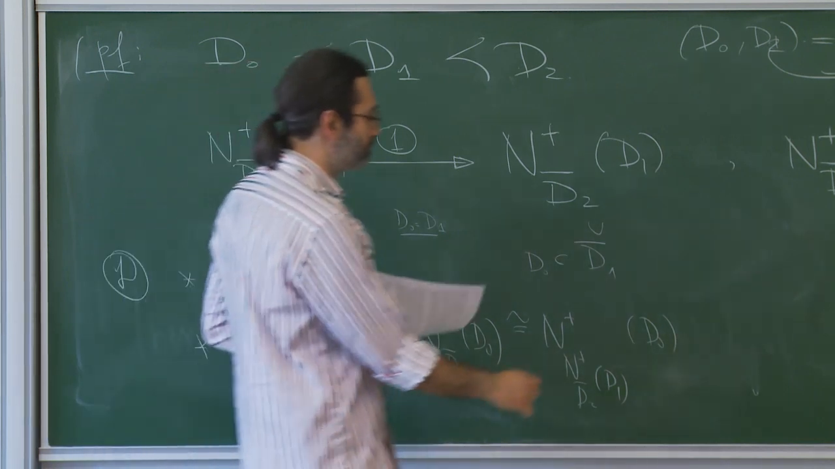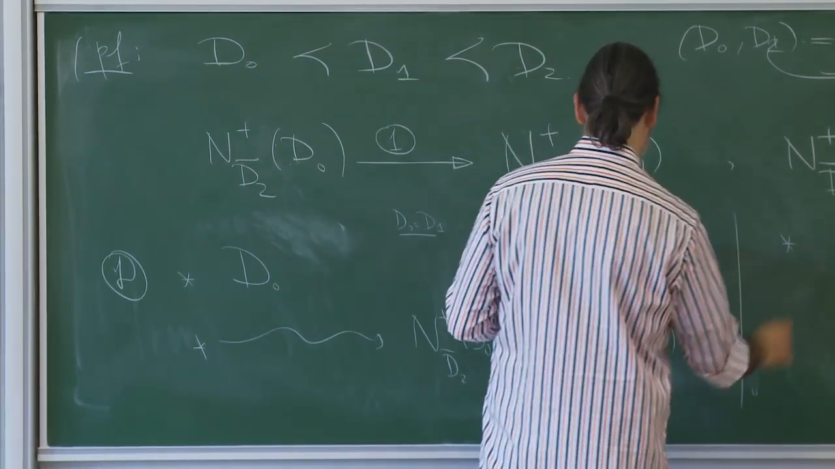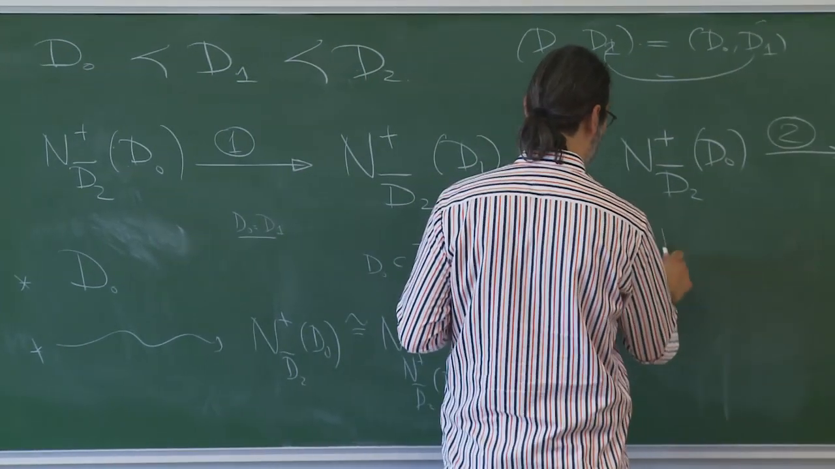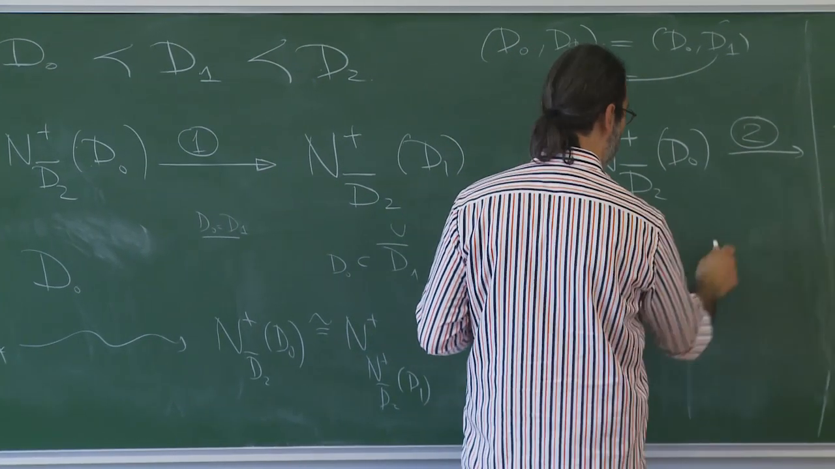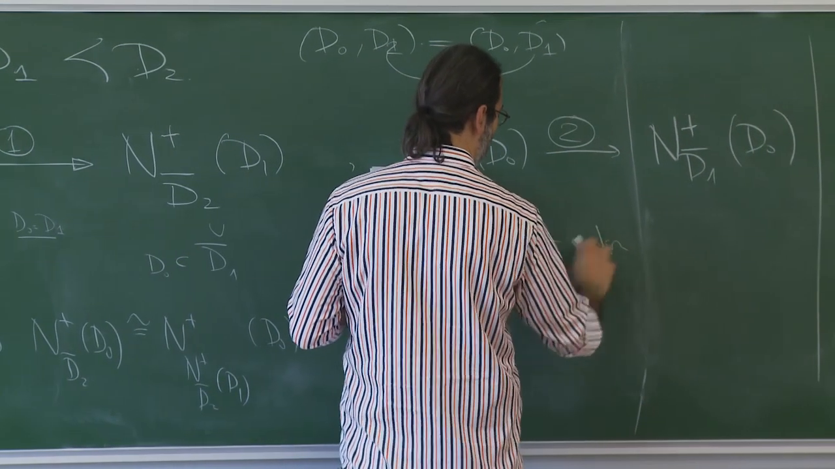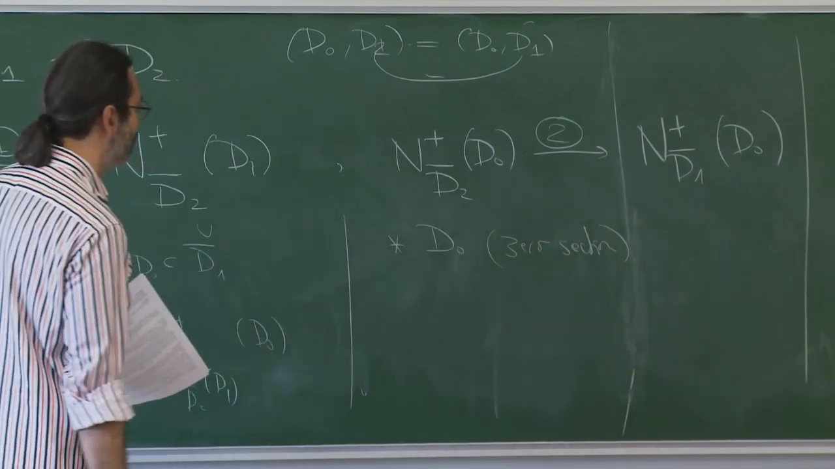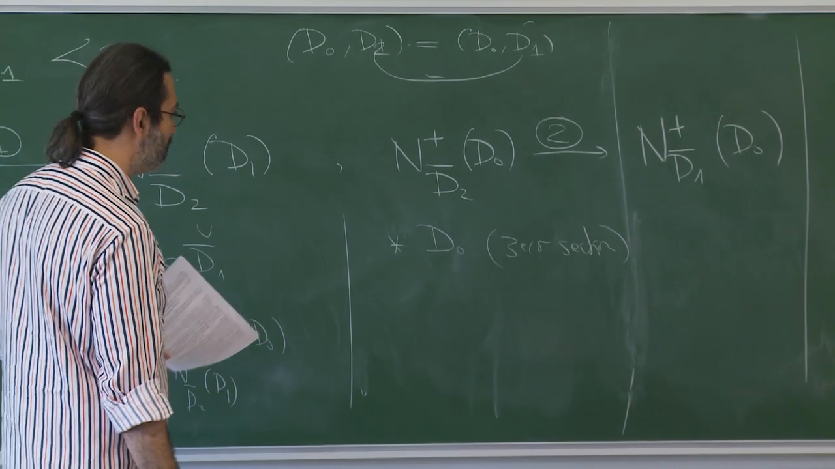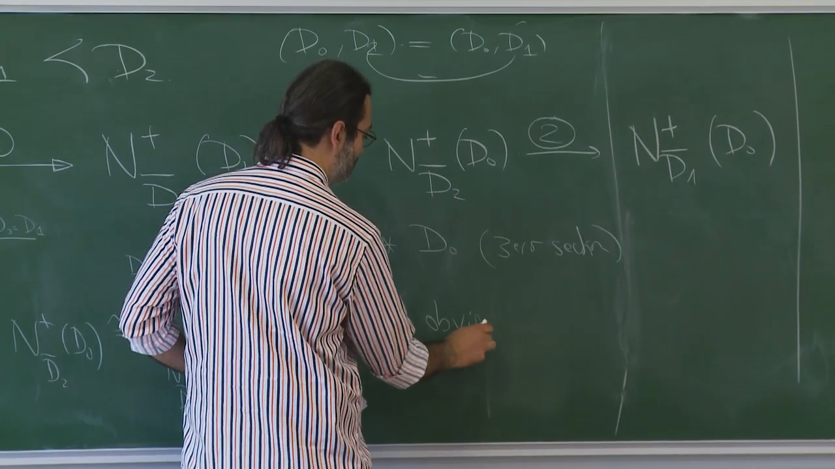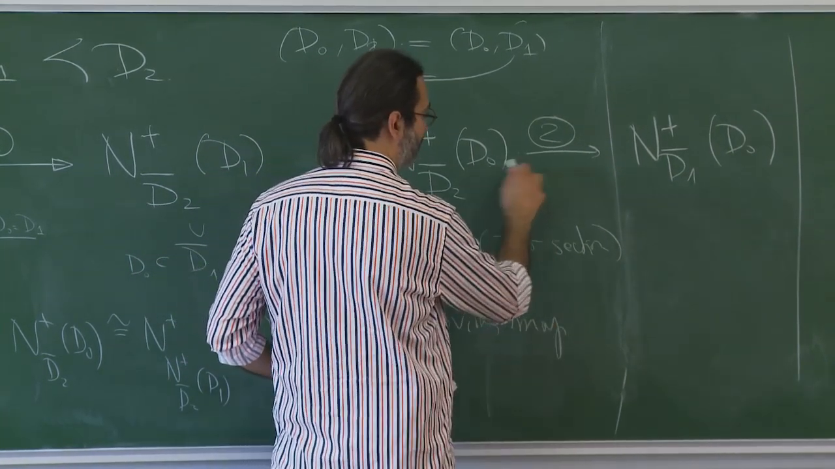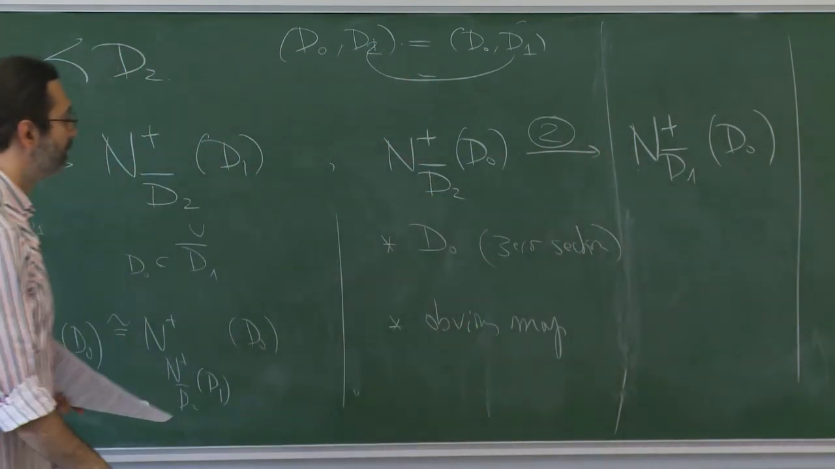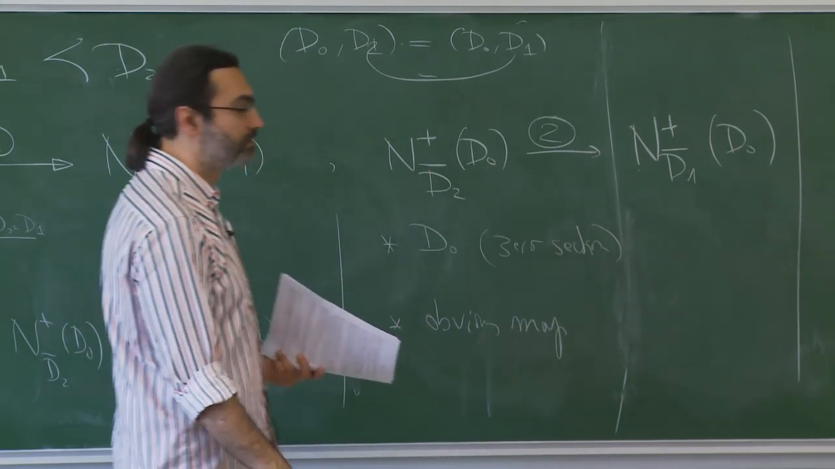All right, so this is the first one. The second one is as easy. Again, you take the stratum D0, the zero section in here. There is an obvious map in this. From here to here, so there is a morphism of schemes, of stratified schemes already. From this to this, it's not difficult to see.